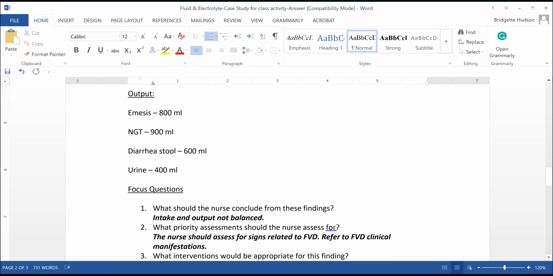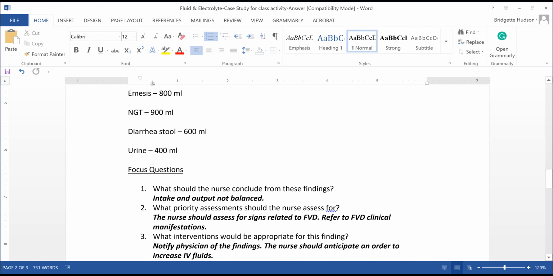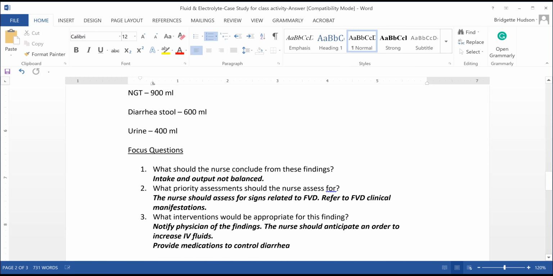What interventions would be appropriate? We've talked about that as well. Call the physician, and this is from the I&Os, and then anticipate orders to increase the IV fluid. She may get an additional fluid challenge, and give her the antidiarrheals and the antiemetics, so that way she can stop losing fluids from the mouth and the rectum.